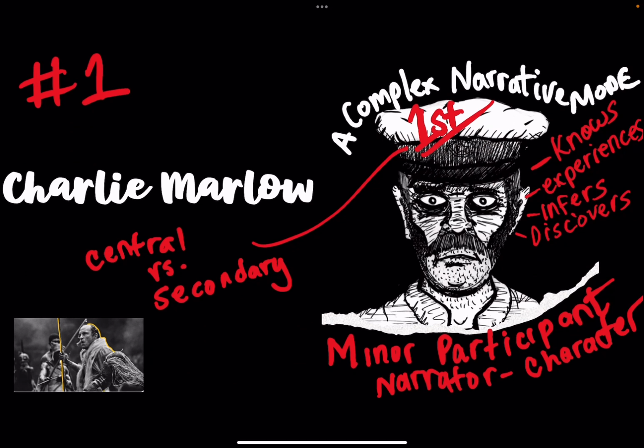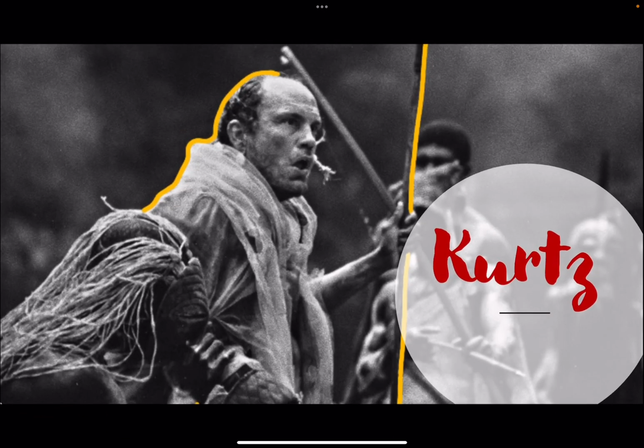So the first of 3 narrative points of view, perhaps the most prevalent in the text, is Charlie Marlowe. And you hear about him very early, but he is the one who narrates most of the text. And so first person is a complex narrative mode. He knows, experiences, infers, discovers everything. He's a minor participant and a narrator character. So if you remember what we talked about earlier with first person, they don't always have all of the information. It's not always accessible to them. And so you want to think about first person as the central character versus the secondary. And in this case, Charlie Marlowe would be the secondary because obviously our focus is on Kurtz.